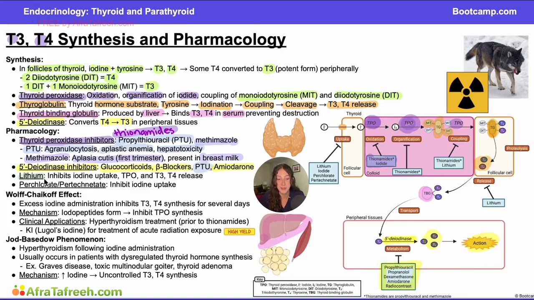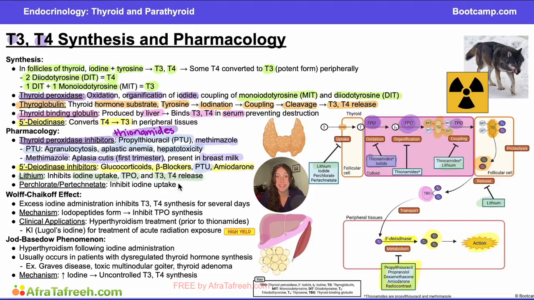Lithium is another medication that can wreak havoc throughout this entire pathway. So lithium can inhibit pretty much every step of this pathway, from iodine uptake to thyroid peroxidase and then T3 and T4 release. You can see lithium's over here messing with the iodine uptake. Lithium also shows up messing with TPO, and lithium again is messing with the release of our thyroid hormones. So it really is just wreaking havoc throughout this entire pathway.